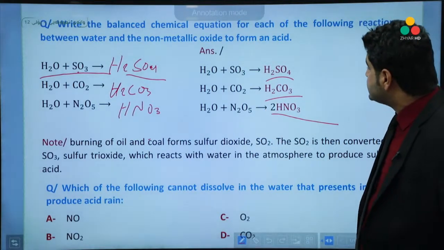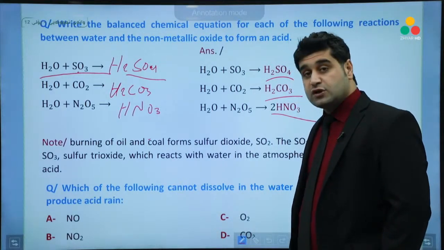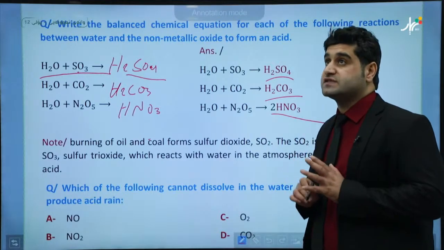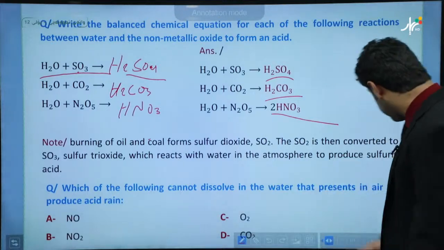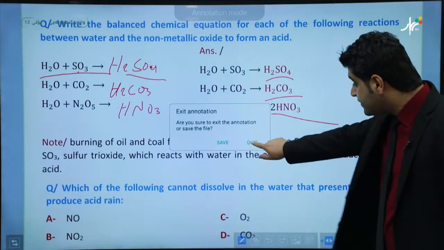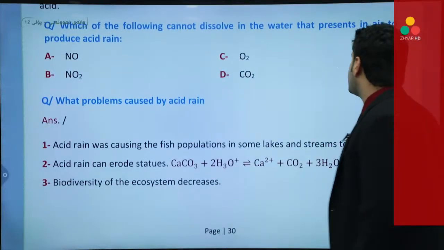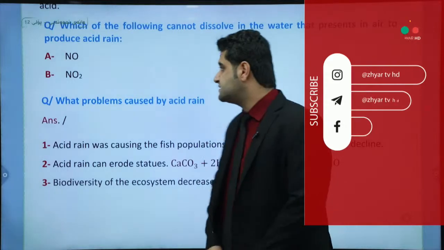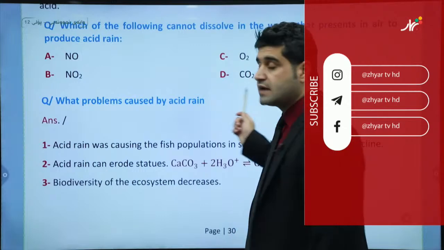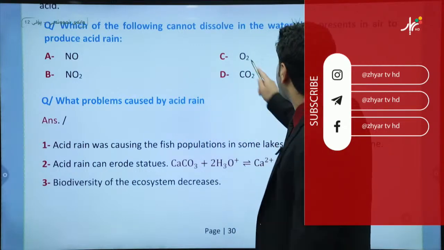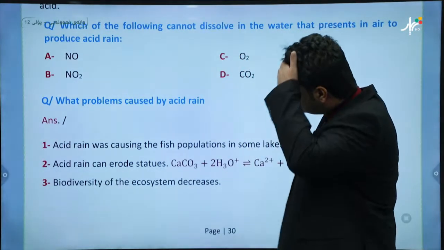What type of gas cannot dissolve in water? Oxygen. And which ones can dissolve in water? Compounds of sulfur, of nitrogen, and of carbon. What about oxygen? O2, no. By the way, we have a question. Which of the following cannot dissolve in water that is present in air to produce acid rain? NO2, NO, yes, they can produce HNO3. CO2 can produce H2CO3. O2 cannot dissolve in water. So the right answer is O2.